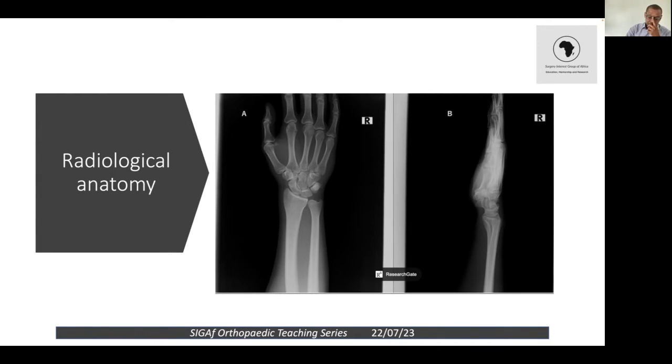Now, simple radiological anatomy. The X-rays that we usually do are PAs, so an X-ray shot from the back to the front, which is what you can see on the left side of the screen. And this is the lateral view as well. Basically, what you're trying to see are important landmarks that can help you determine how the distal radius alignment looks.